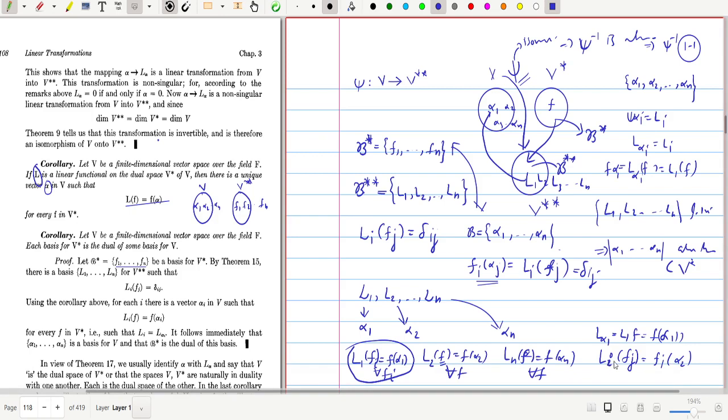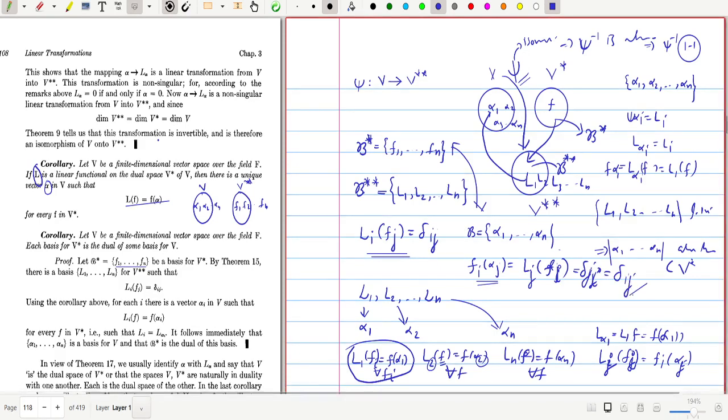You can replace one suffix by i and another by j. Then Li of fj is equal to, and these two suffixes are the same, so you write it as Lj fi is equal to fi of alpha j. Now you can write fi of alpha j equal to Lj of fi. From this you can say that Lj of fi is delta ji, which is the same as delta ij. Delta ji and delta ij are the same.